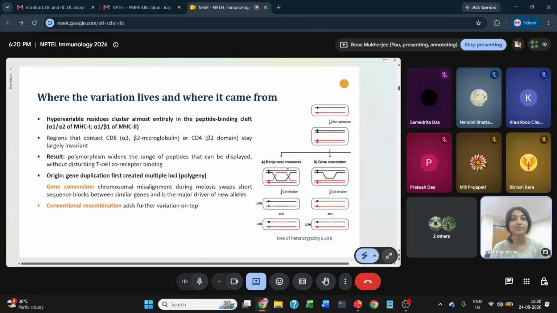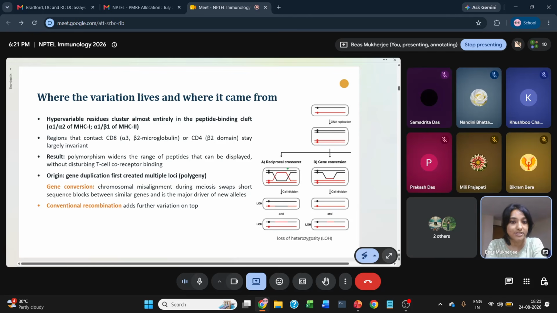Besides that, there is something called gene conversion. So what is this gene conversion? So see, chromosomal misalignment happens during meiosis, and this swaps the short sequence blocks between similar genes and is the major driver of new alleles. So the figure is given here for you to understand what is gene conversion. So you can see that a small segment from this red chromosome is now incorporated into this black one.